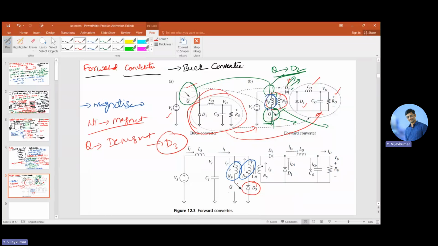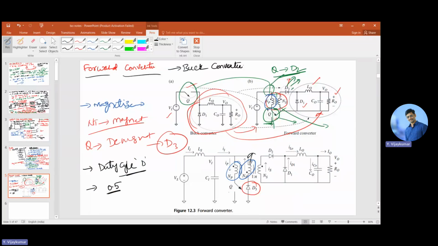Because of this magnetizing winding, the primary side duty cycle is limited. Typically the maximum duty cycle of the primary winding is 0.5. Going beyond 0.5 is not feasible with this structure.